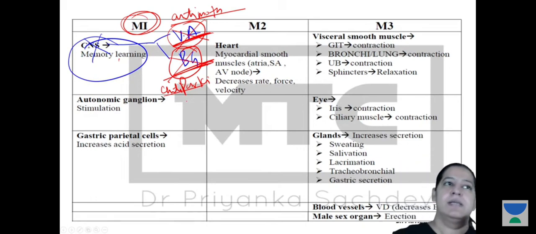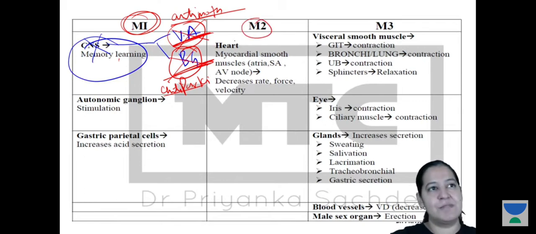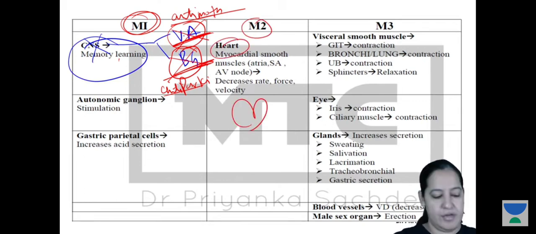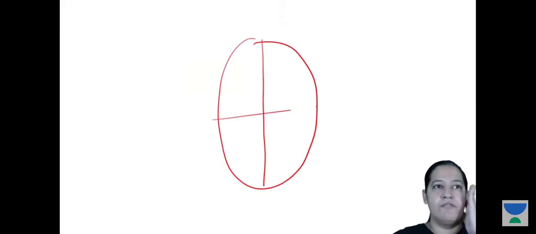Yes. So coming to the M2 receptor, which is present only on one organ, the heart. Only on one organ, the heart. Let me draw a diagram for the heart. You can see this is the heart. These are the four chambers of the heart. This is the left side. This is the right side.